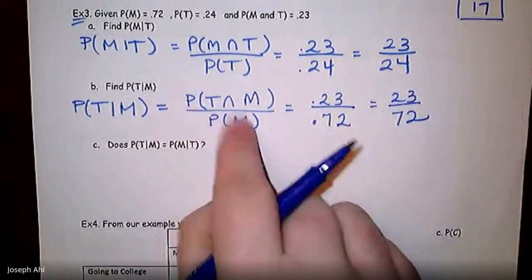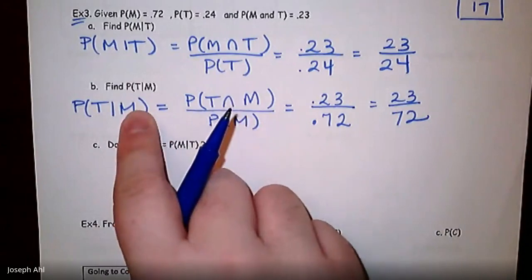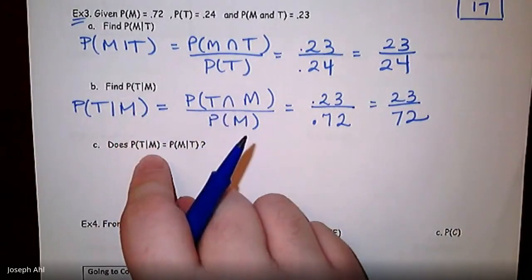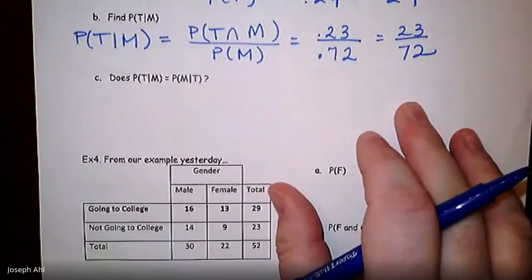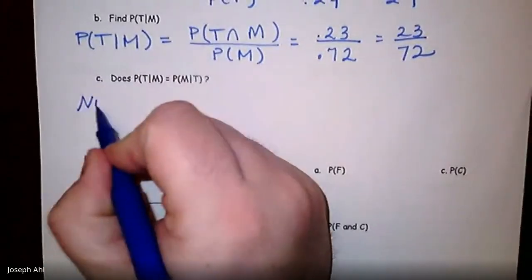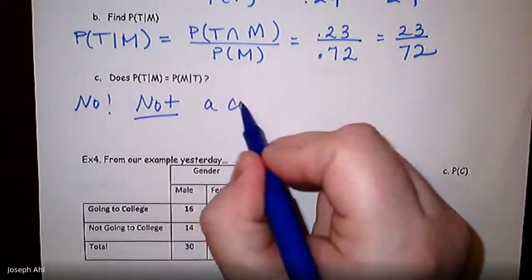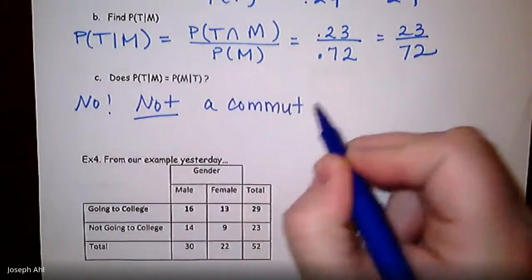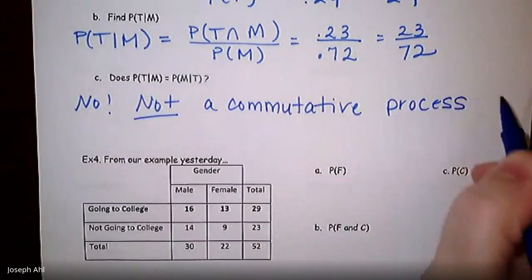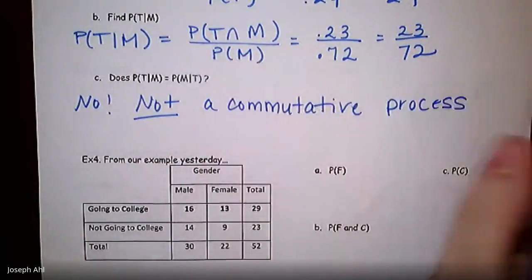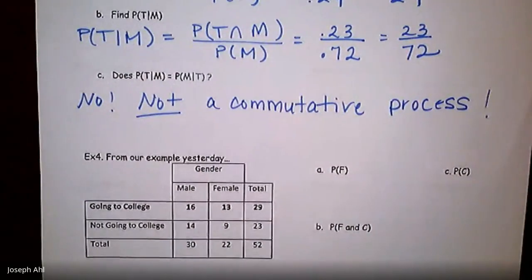When you're dealing with conditional probability, that denominator is super important. It's the probability of what that second event occurring is. So do these two things equal each other? I'm pretty confident we would have known that before even heading into this example, but the answer is no. So as a quick conclusion, this is not a commutative process. When you're dealing with conditional probability, you can't just switch the order and say that the probability will come out to be the same in the end. So be careful as far as that goes.